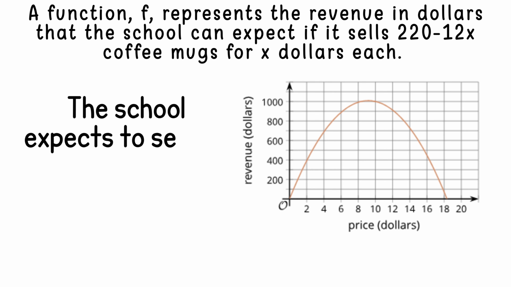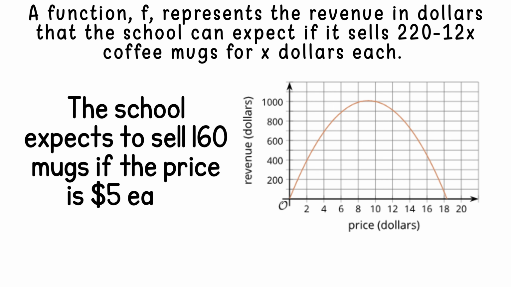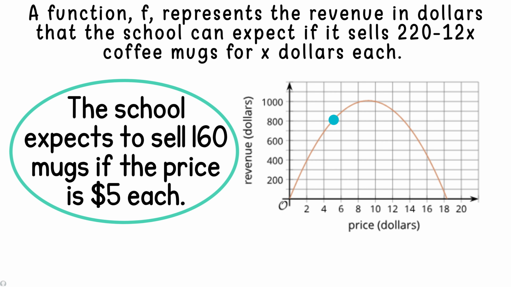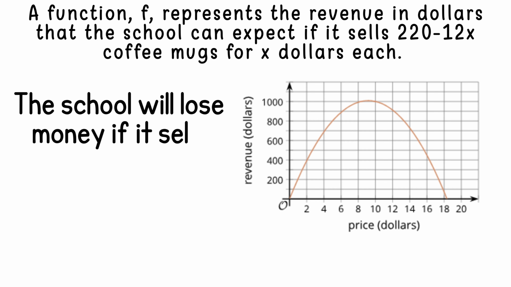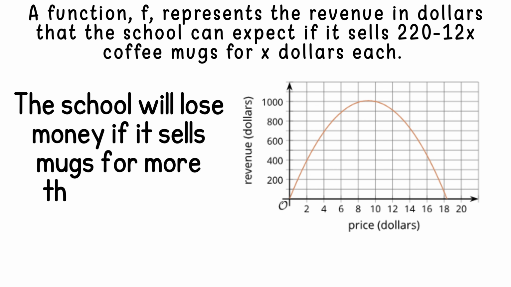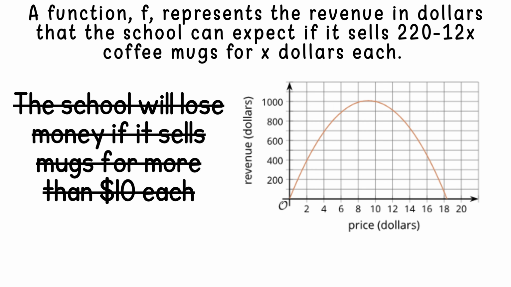Our next statement says the school expects to sell 160 mugs if the price is $5 each. So we'll go to where x equals 5 on our axis and then go up to where it hits our graph. We can see it has a y value of 800. So if we sold mugs for $5 each and sold 160, then we would make $800. So this one is true. Our next one says the school will lose money if it sells mugs for more than $10 each. But if we look at our graph, we can see that the revenue is always positive. It's never negative. So they won't lose money for any value over $10 like this one suggests.